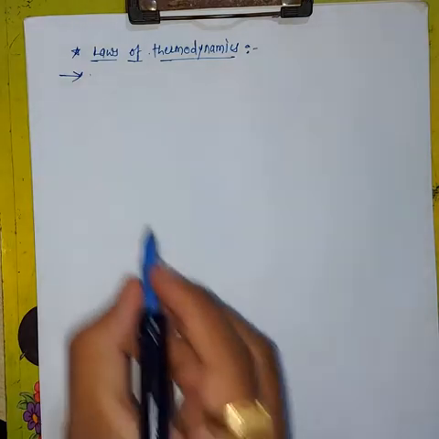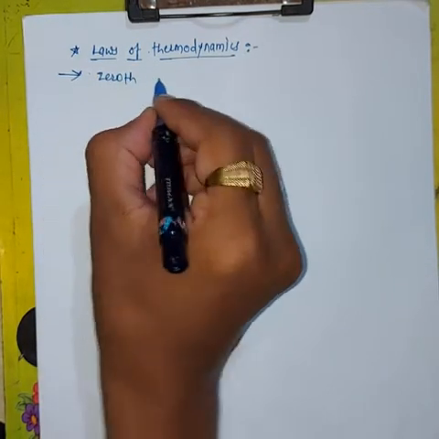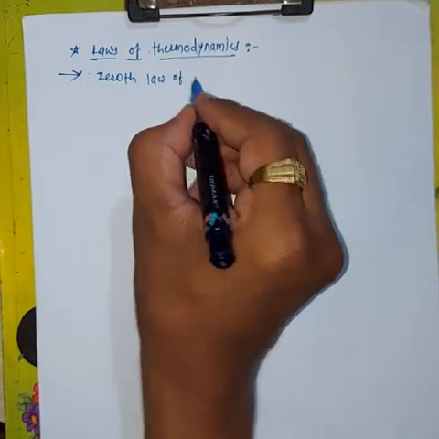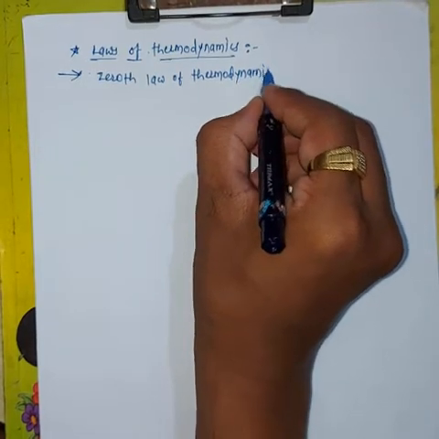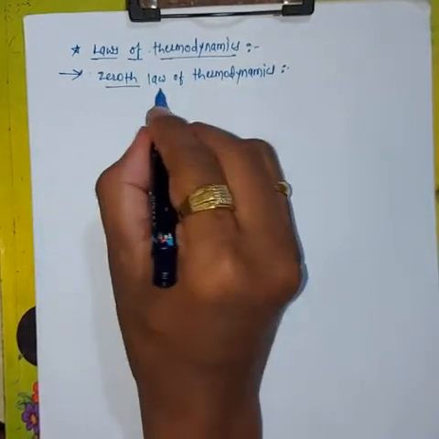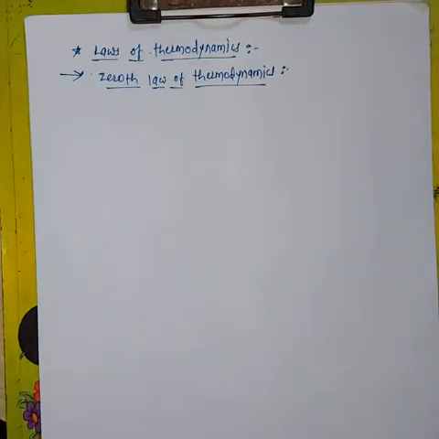Okay, now we'll move further to the laws of thermodynamics. Basically there are three laws of thermodynamics. First is the zeroth law of thermodynamics, second is the first law of thermodynamics, and the third is the second law of thermodynamics. In that case, we are going to study the first, that is nothing but the zeroth law of thermodynamics. Why this law is called the zeroth law, we are going to understand first, then we'll move further to the statement of this law.